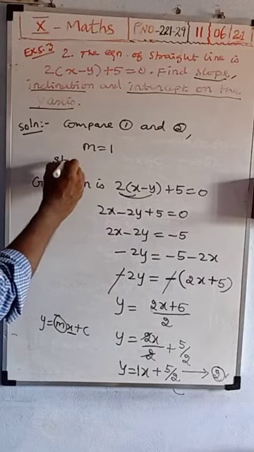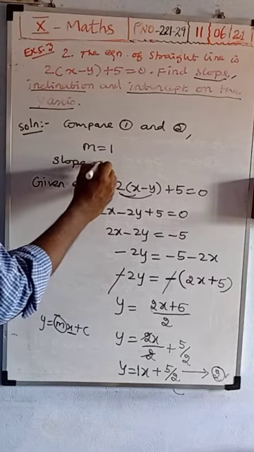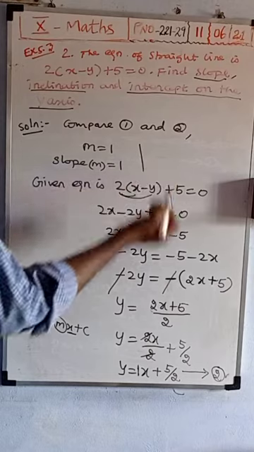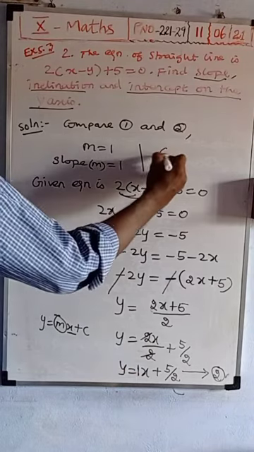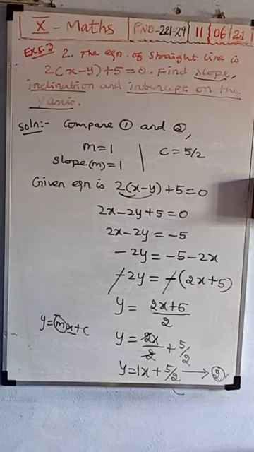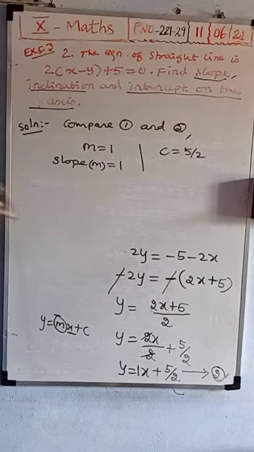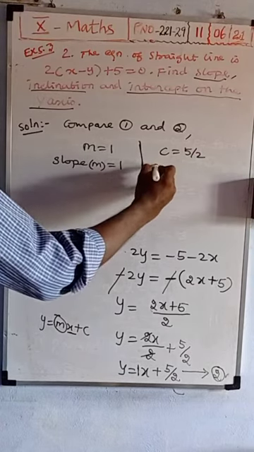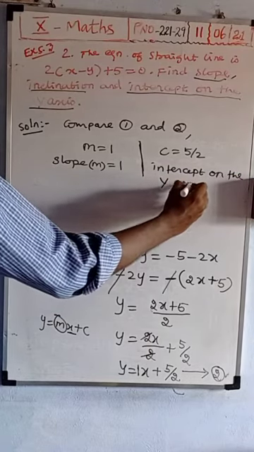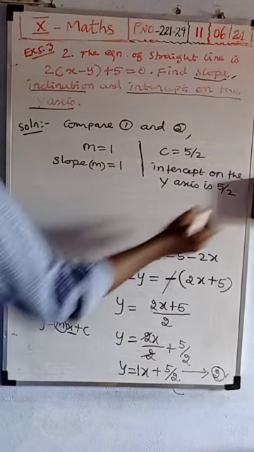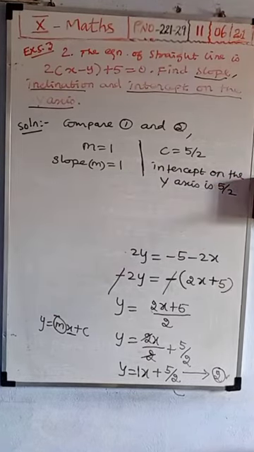M is what? Slope. Slope m. Slope is equal to 1. Next, here what is the c value? c is equal to 5 by 2. What is c actually? c is the y intercept, the intercept on the y axis. The intercept on the y axis is 5 by 2. So the c value is 5 by 2. Okay, so we received both answers.